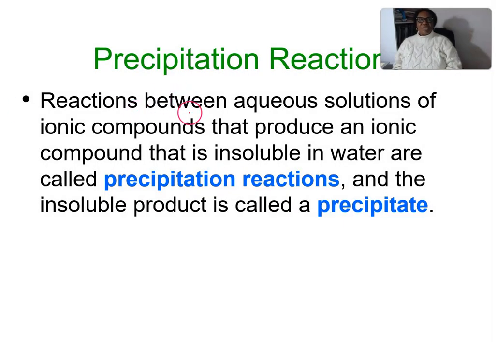Precipitation reaction: a reaction between aqueous solutions of ionic compounds that produces an ionic compound that is insoluble in water. So that is a precipitation reaction. And this insoluble product is called a precipitate.